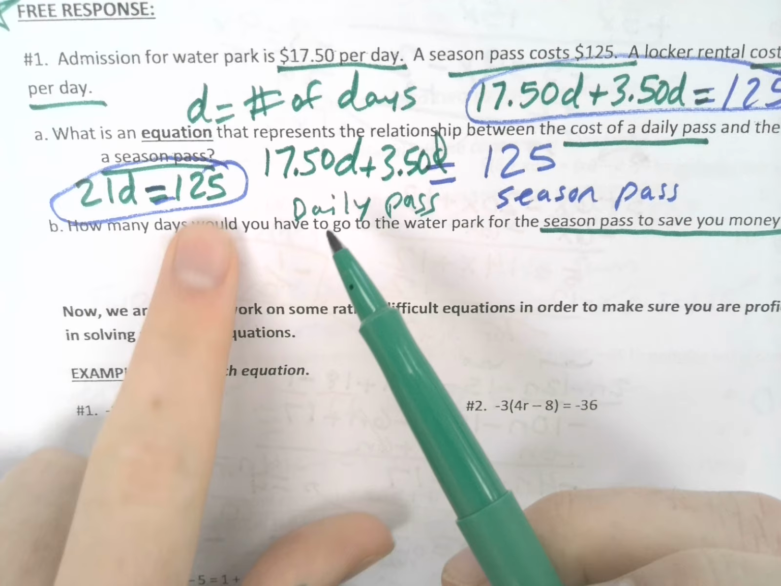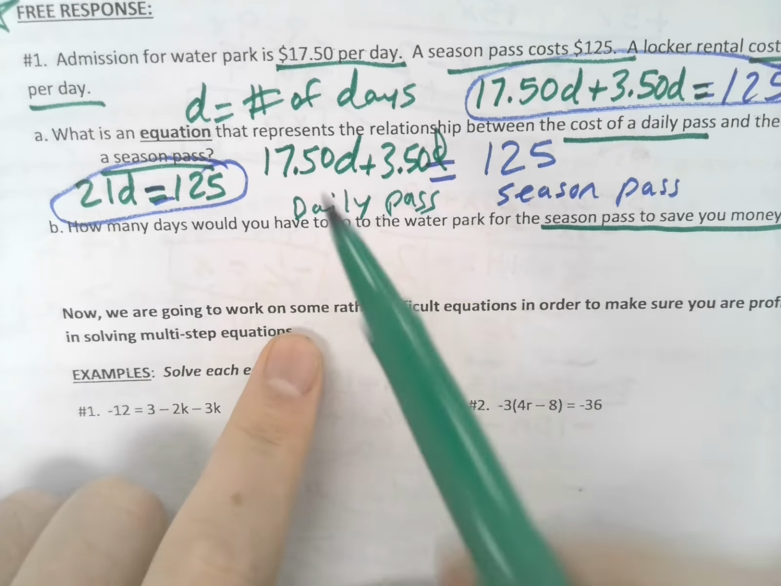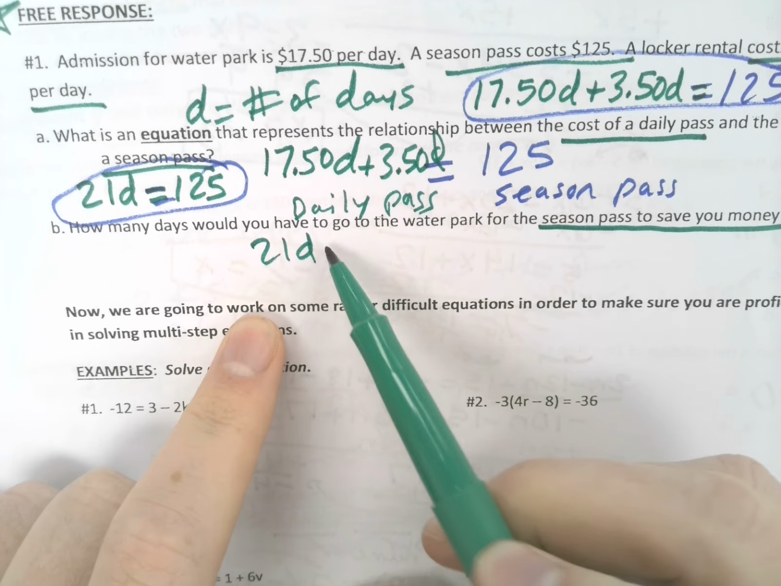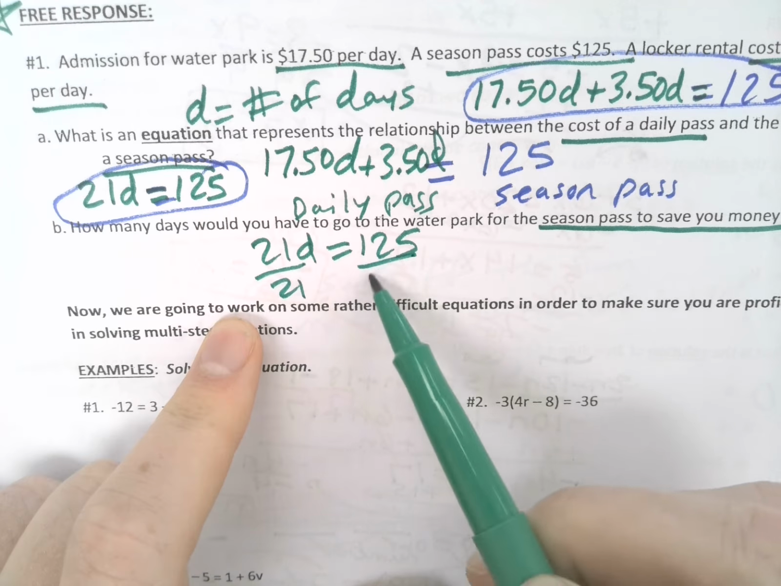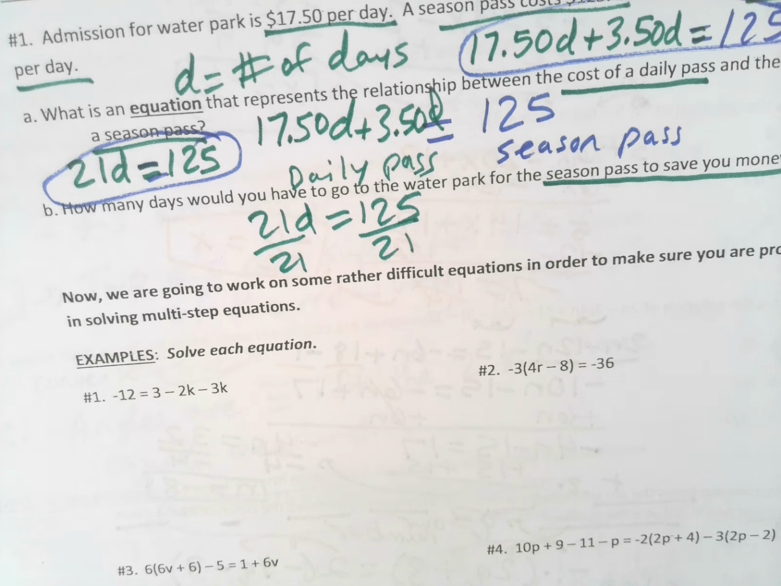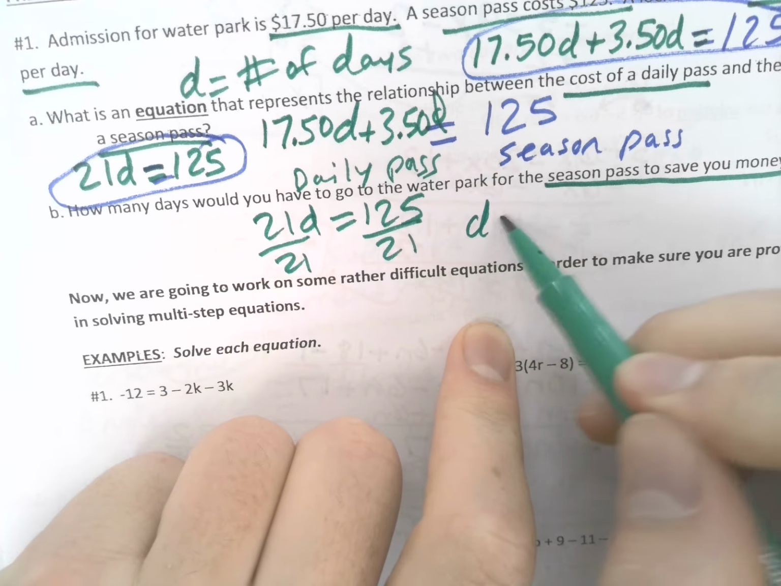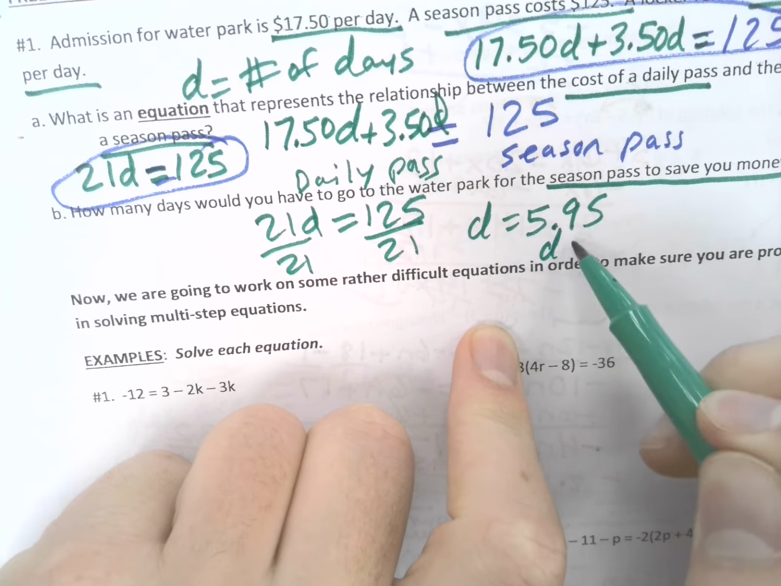So let's solve this to find out how many days we'd have to go for it to be equal, and then we know that if you go one more day, the season pass is going to save you money. So 21D equals 125, divided by 21, and you end up with 5.95 days.